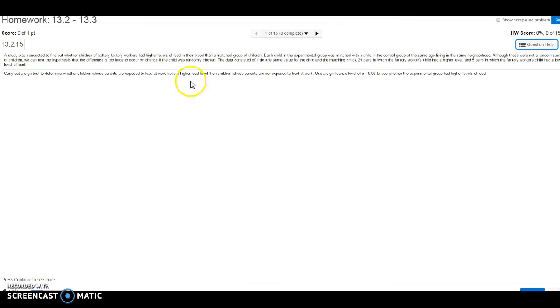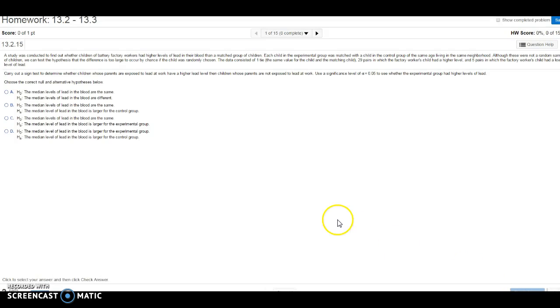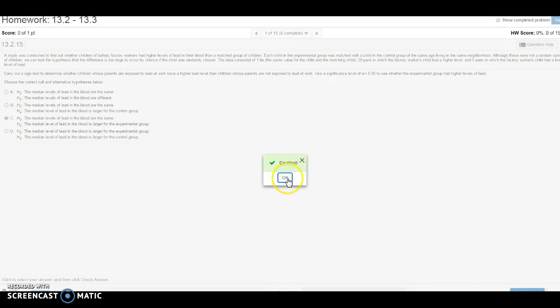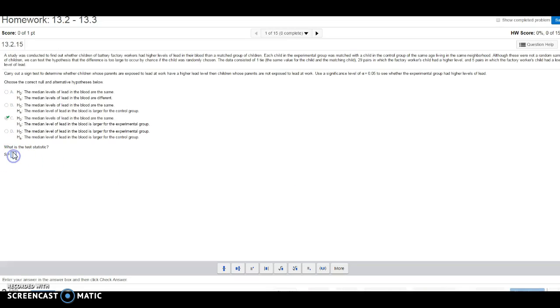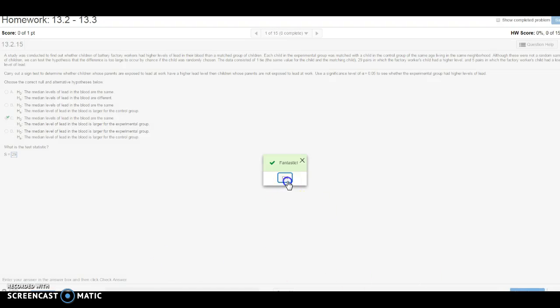So let's go ahead and look at our question. I'm going to press continue. The test I'm doing wants to know whether children whose parents are exposed to lead at work have a higher lead level than children whose parents are not exposed. So higher level, larger for the experimental group, not the control group. Check that answer. Looks good. S, let's put the number of positives since we're checking whether they're greater than.